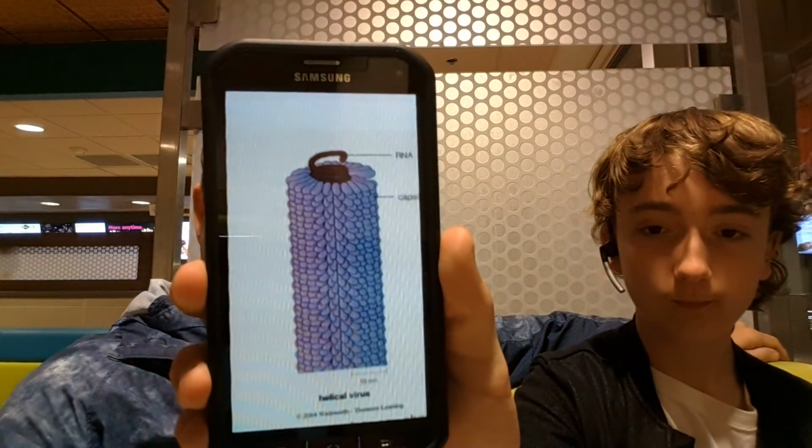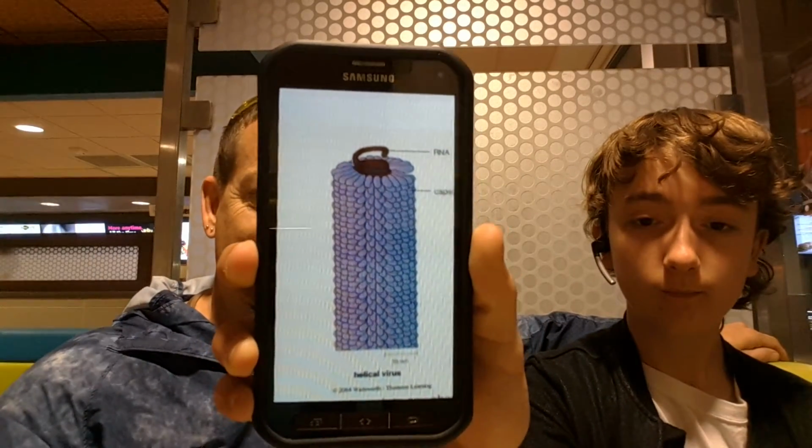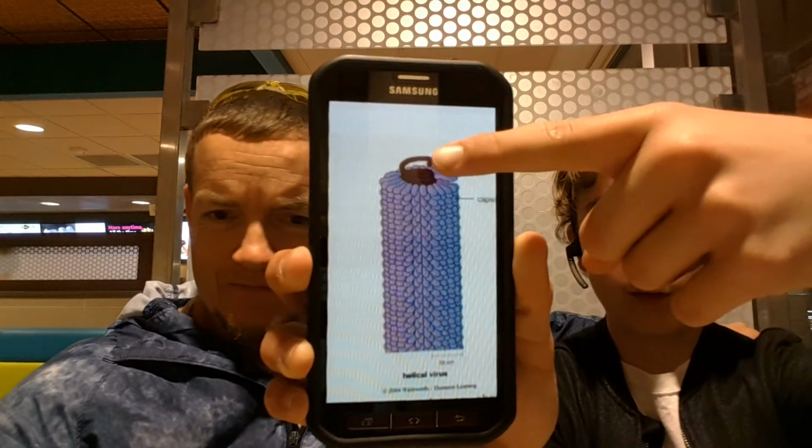So there are three types of viruses. There is a helical virus, a polyhedral virus, and a complex virus. The helical virus, there isn't much to say about it. I'm going to zoom in on a picture. Yeah, it's a spiral and it's stacked sort of like a DNA strand. That right there is RNA. That goes through the capsid. Capsid is just a protective coating on a virus.